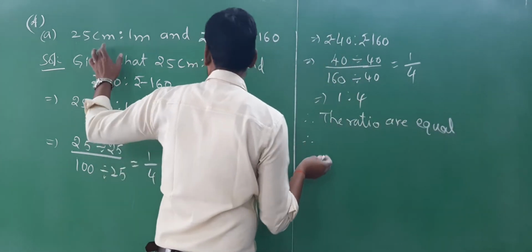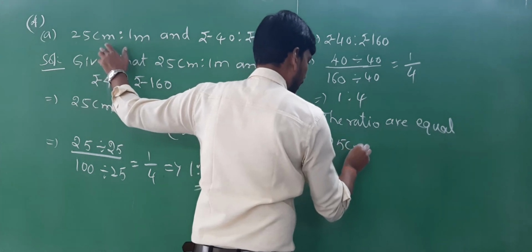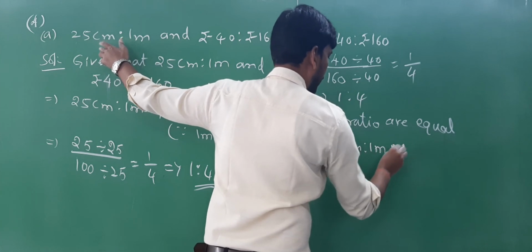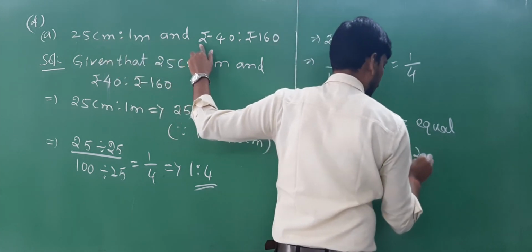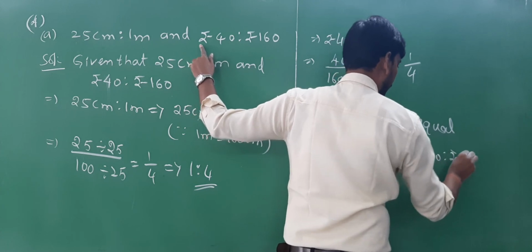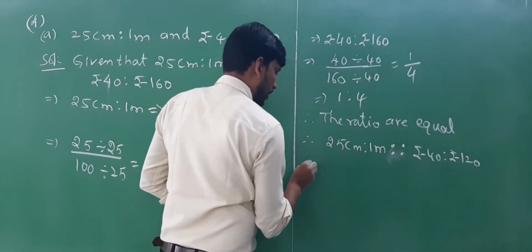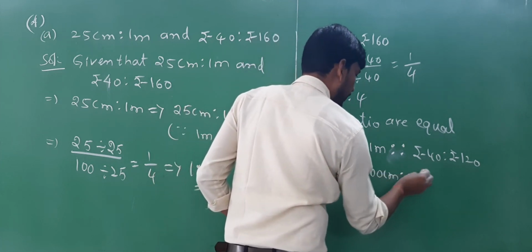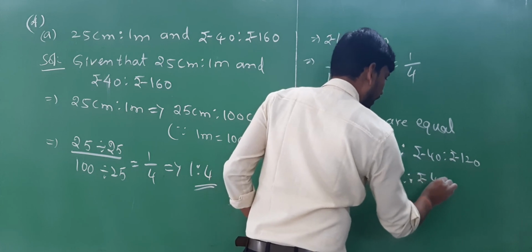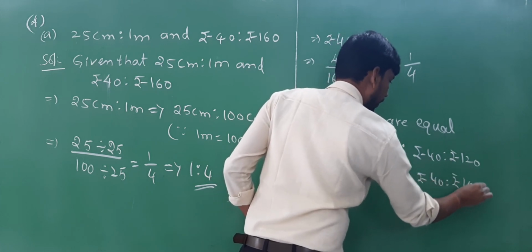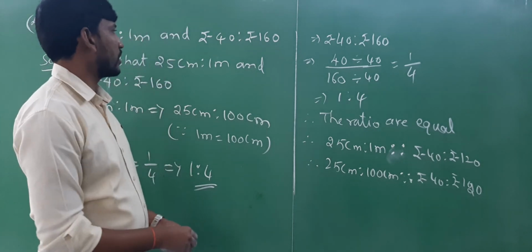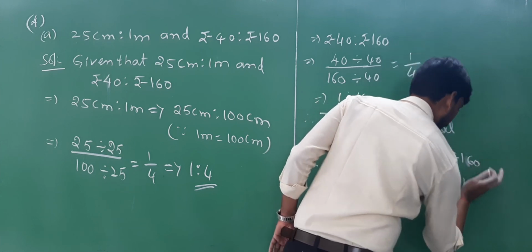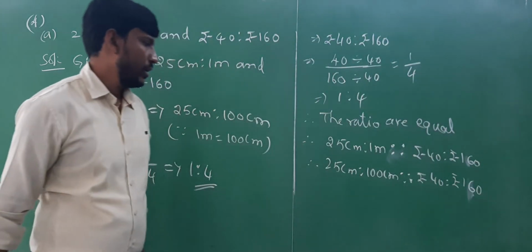Therefore, 25 centimeters is to 1 meter are in proportion. Keep the proportion symbol. Rupees 40 is to rupees 160. 1 meter is nothing but what? 100 centimeters. Therefore, 25 centimeters is to 100 centimeters proportion rupees 40 is to rupees 160. Sorry children, it is 160.